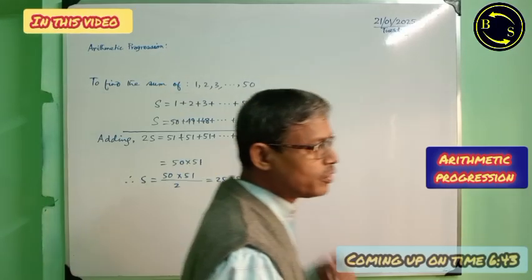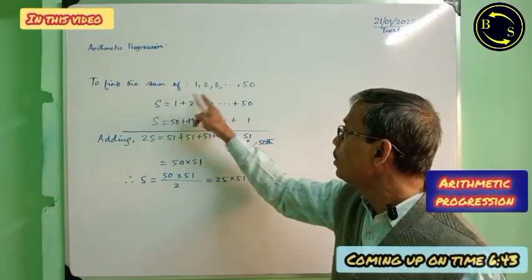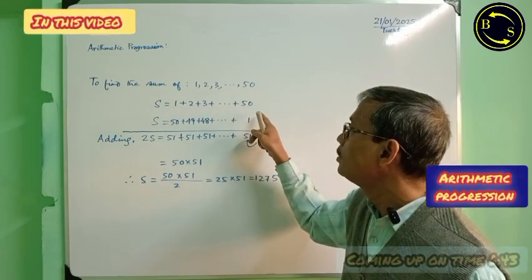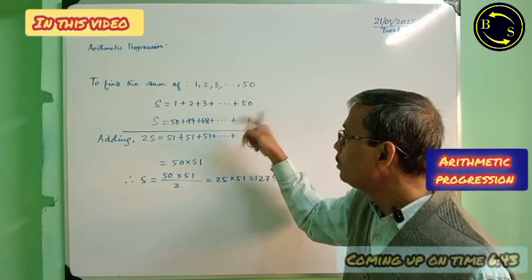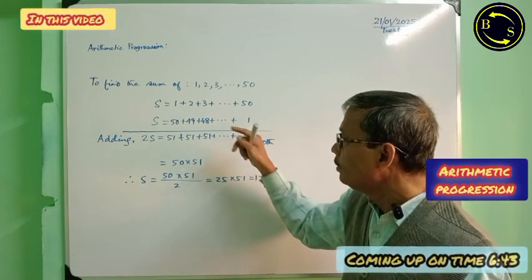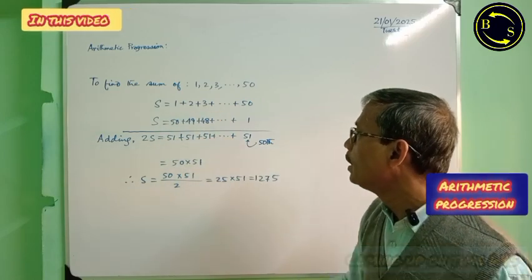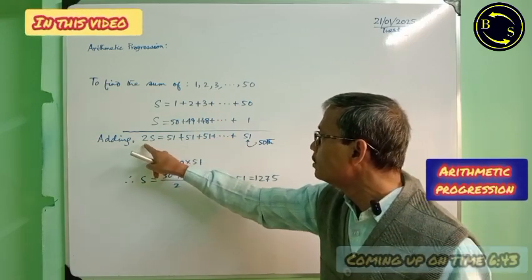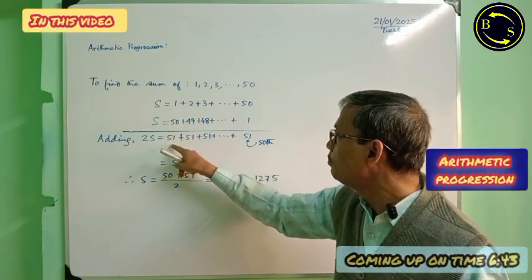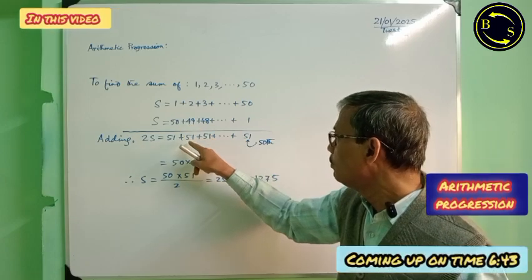Like this. He used this method. He wrote the numbers 1, 2, 3 up to 50 in ascending order. Then he wrote the numbers in descending order, and then he took the sum of these two. On the left-hand side, 2S, and we see 51 as the sum of the first terms, 51 as the sum of the second terms, 51.